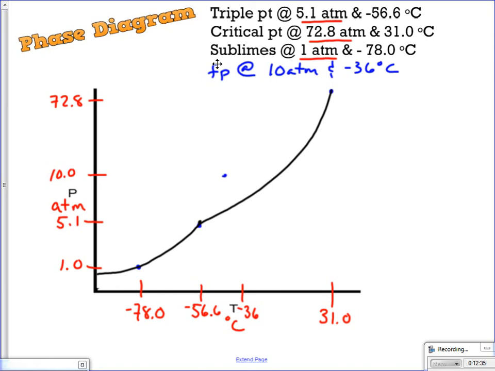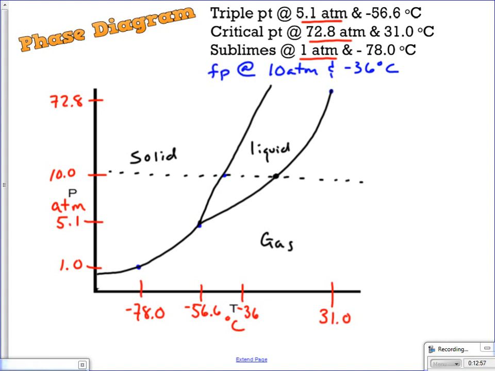Okay, so then what does that mean? From here, it goes up like this. So then what do I have? I have my solid and my liquid, and I have my gas. And what that probably means then is that this would probably be the boiling point. And this would be the freezing point or the melting point, either one you want to call it, okay?